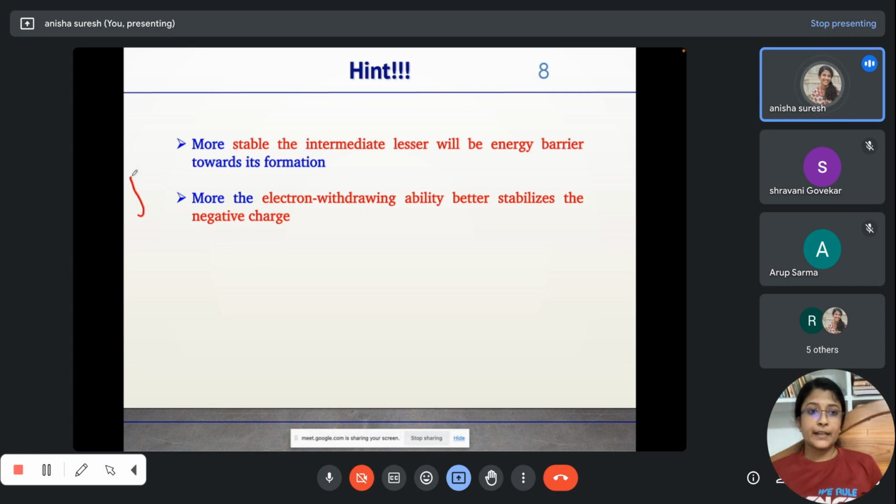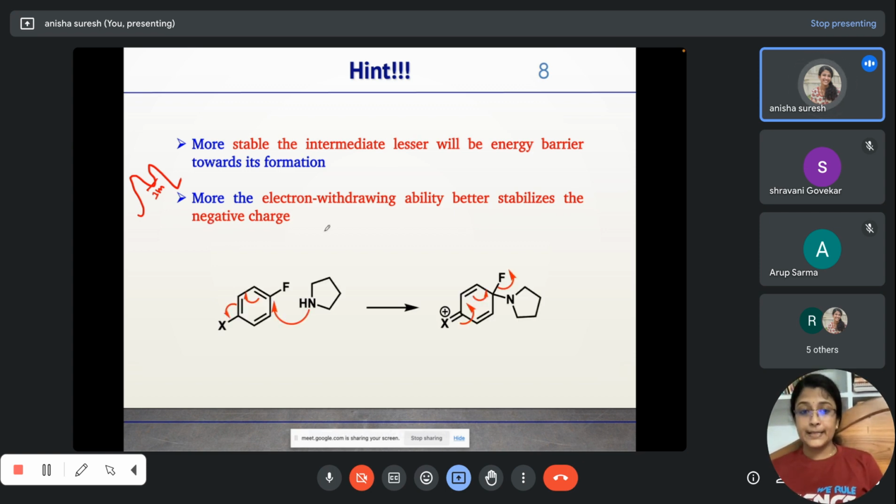So we have seen that if this intermediate is more stable, then the energy barrier towards the formation of this intermediate will be less. So the more electron withdrawing ability, the better it stabilizes the negative charge on the intermediate. So we can see the mechanism.